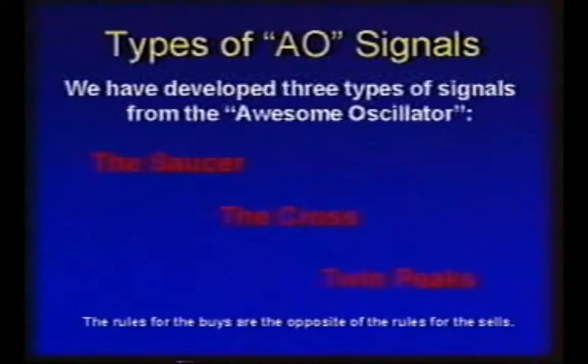Now from the AO we've developed a few different signals. Besides being able to read your Elliott wave, you're also going to have the signals. First one you're going to look at will be the saucer. The next one we're going to look at will be the cross, or the cross the line. And the third and final signal will be the twin peaks. Now remember, as I'm talking about the buy signals, when we go through the sells, it's going to be just the opposite of the buys.